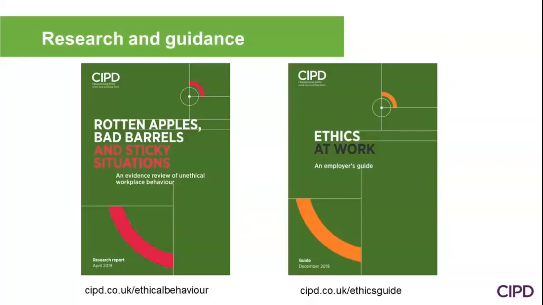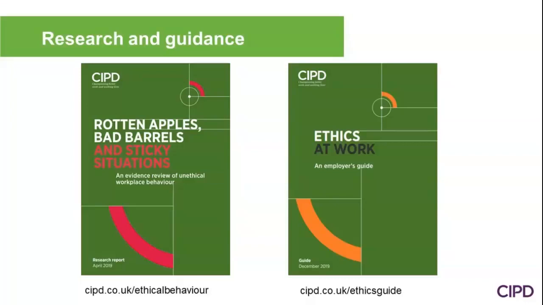So as Stuart mentioned at the beginning of this webinar, this is actually a series of webinars. So if you've already attended the first two in this series, you're probably familiar with this already, but I'll just talk a little bit about it for those of you who are joining us new today. We've recently at the CIPD conducted an evidence review of unethical behaviour at work, which is called Rotten Apples, Bad Barrels and Sticky Situations, a review of unethical workplace behaviour. And alongside that, my wonderful colleagues Tina Russell and Ali Weeks of the CIPD have also created a guide based on that evidence review.